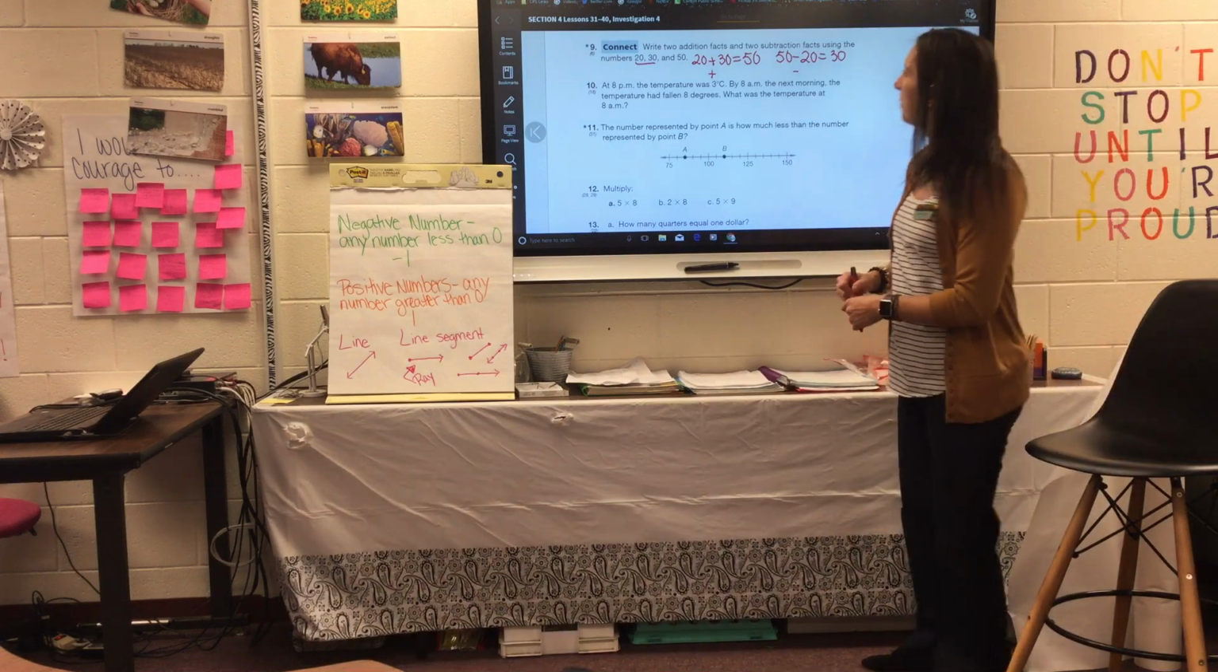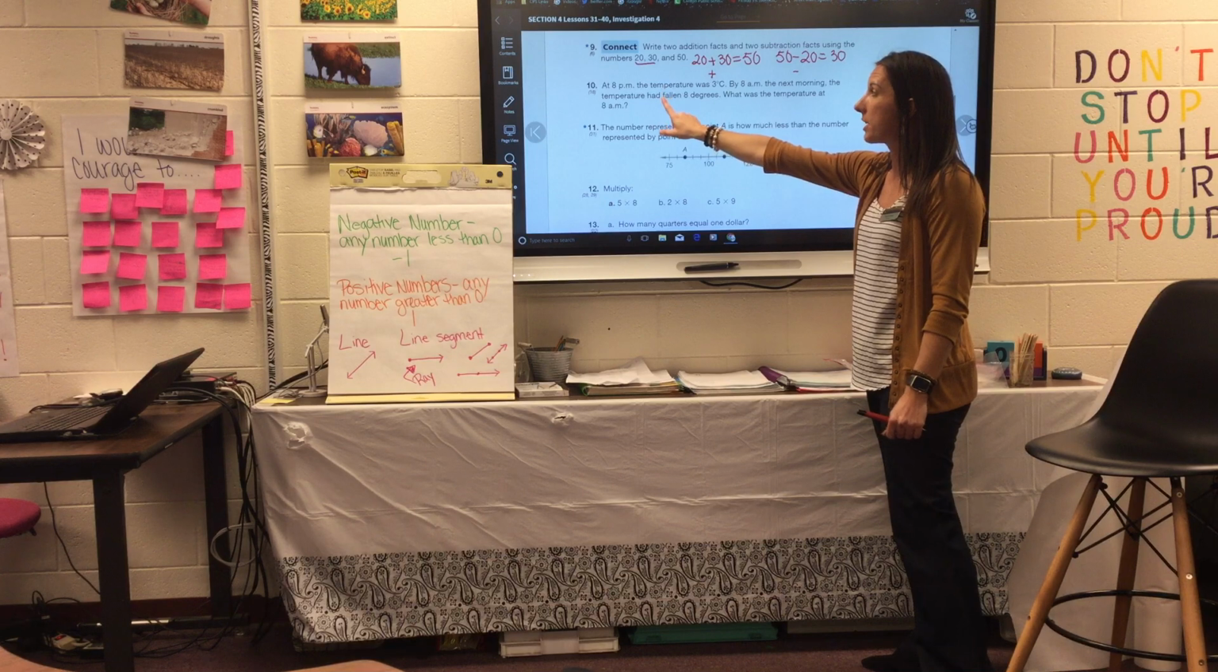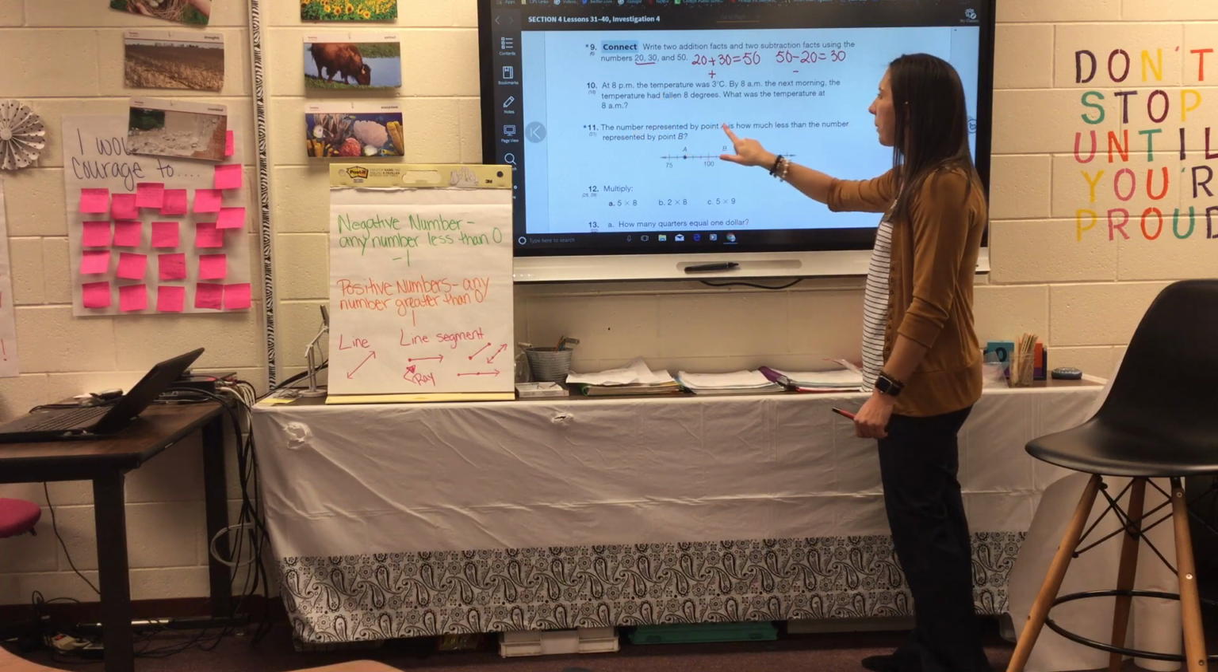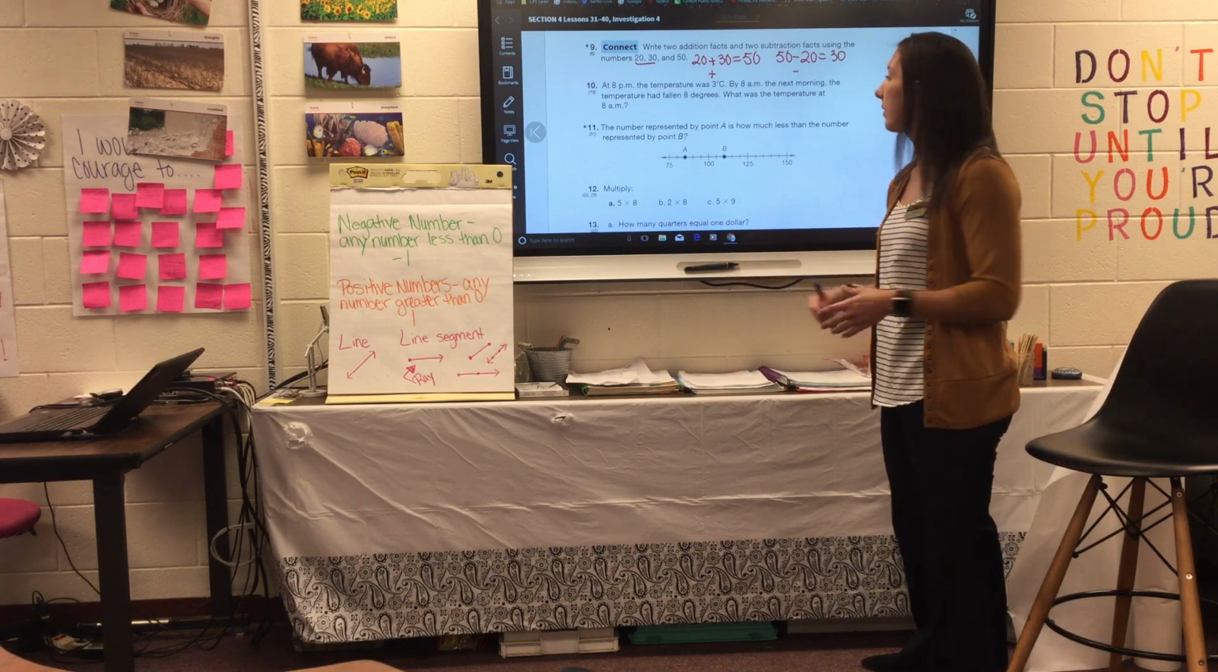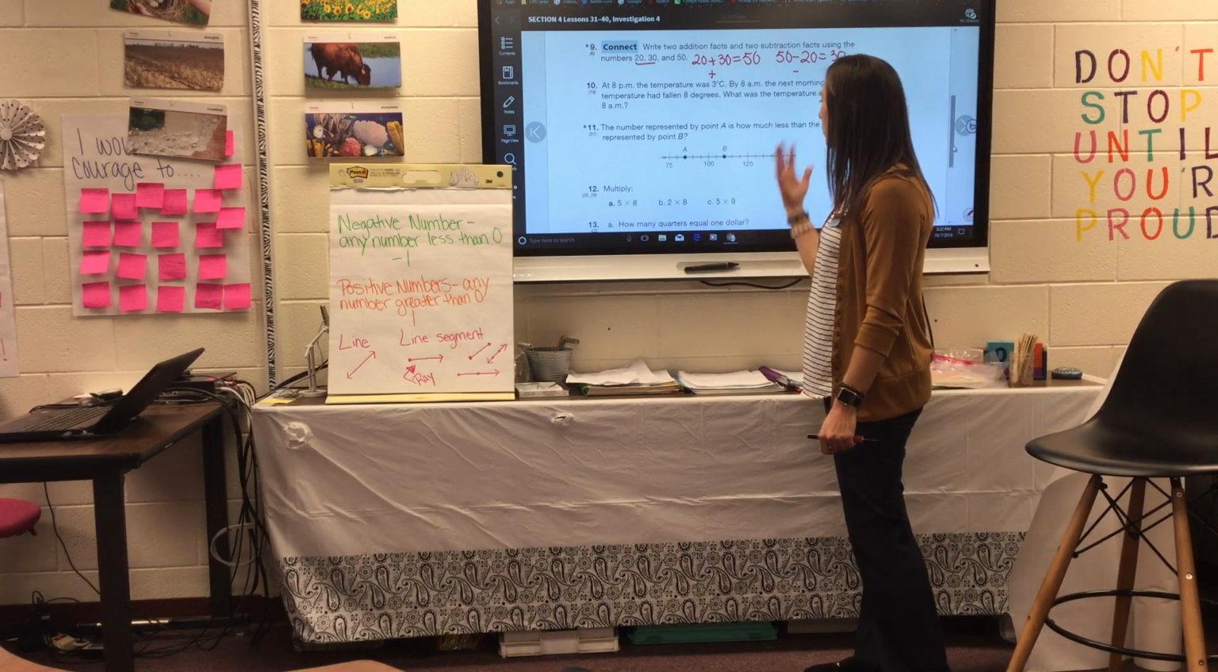We're going to do 11. You are doing number 10 on your own. The number represented by point A is how much less than the number represented by point B? So first I've got to figure out what these numbers are. I'm just going to come over here and try to figure this out.